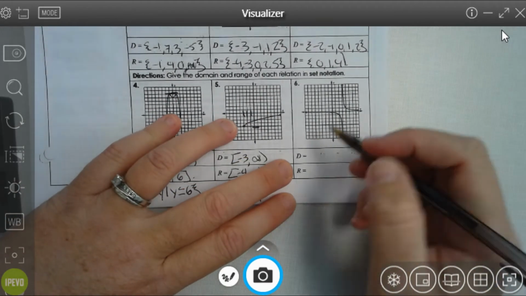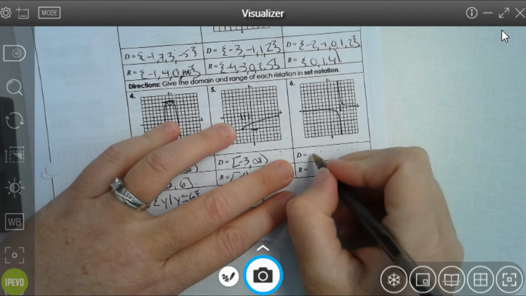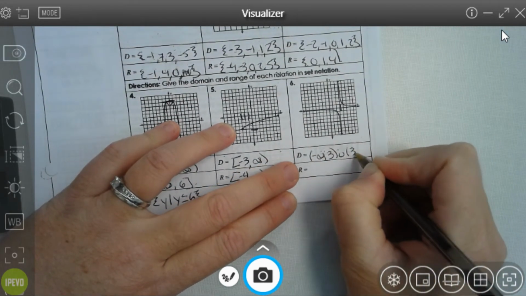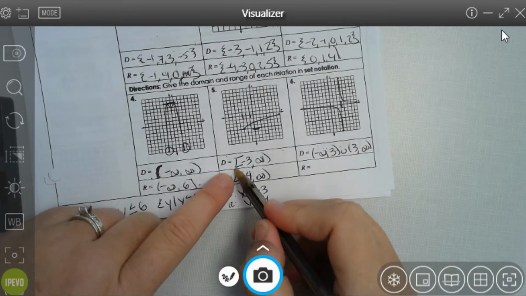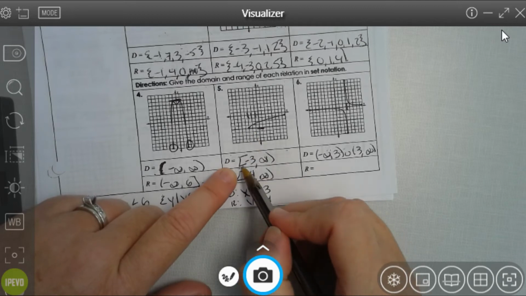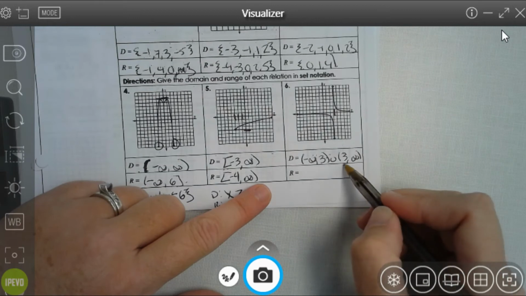But typically we write it in interval notation. So the domain right here has all the values except right here at 3. So the way we write that would be -infinity to 3 and then 3 to infinity. If you've noticed here, I've used parentheses on this one and brackets on these. So brackets mean that the number actually worked, so it's a filled in dot. We use parentheses here because it will never hit 3.